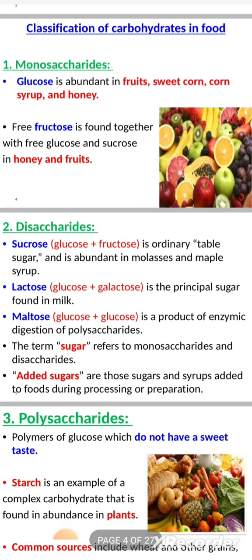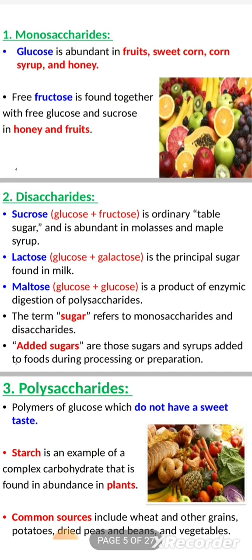Sucrose, as you know, is a disaccharide, or we call it table sugar. Generally, we use it. Table sugar consists of glucose and fructose. It's found generally in abundance in molasses and maple syrups, like cane sugar, sugar beet. Lactose, as you know, is a compound of glucose and galactose, and is mainly found in milk.